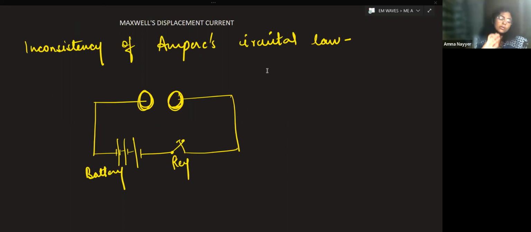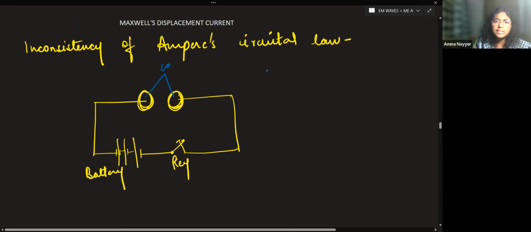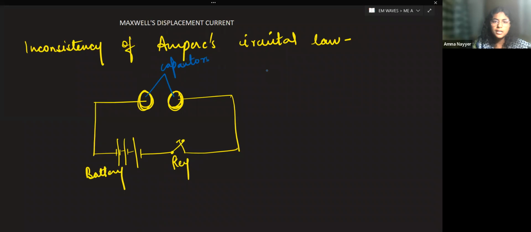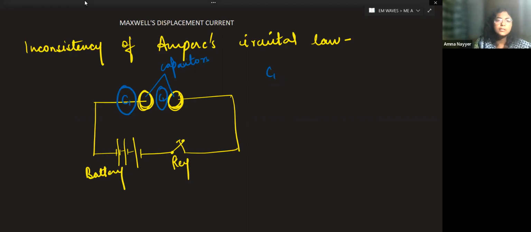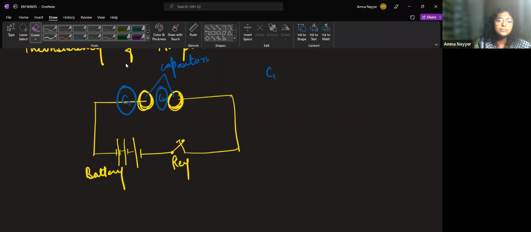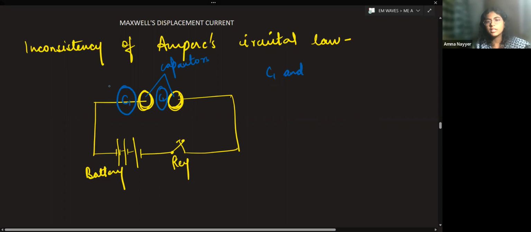Fine. Now there was a certain inconsistency in this Ampere circuit law that was observed by Maxwell. So what did he do? He chose two paths. These are the capacitors. He took one closed loop as C1 here and another closed loop as C2. C1 and C2 were the closed loops.